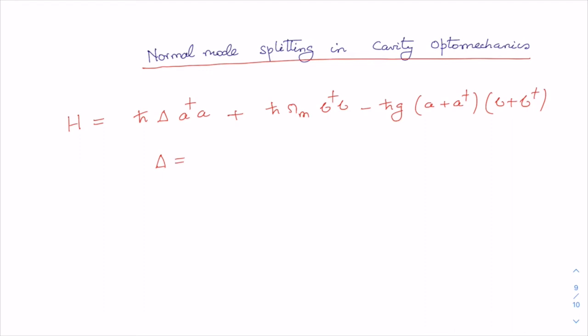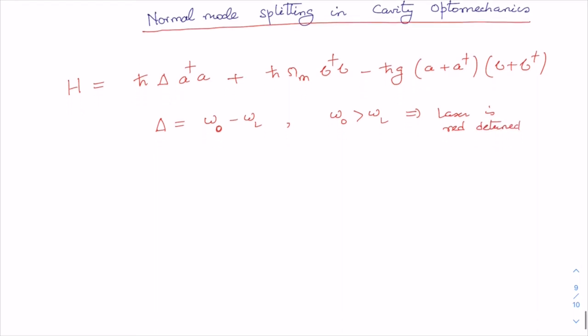Here I define delta as omega O minus omega L. Omega O is the resonance frequency of the optical cavity, and omega L is the laser frequency. And we are going to consider that omega O is greater than omega L. That means the laser is red detuned.